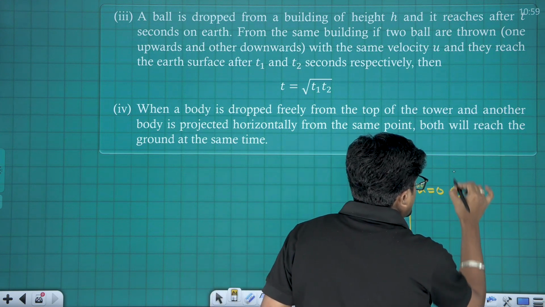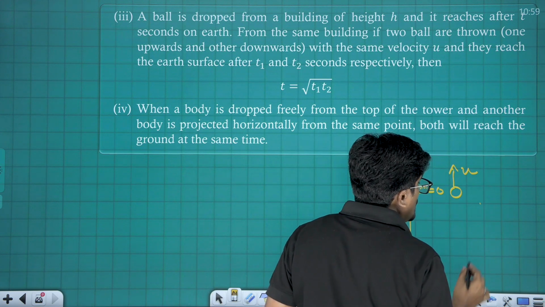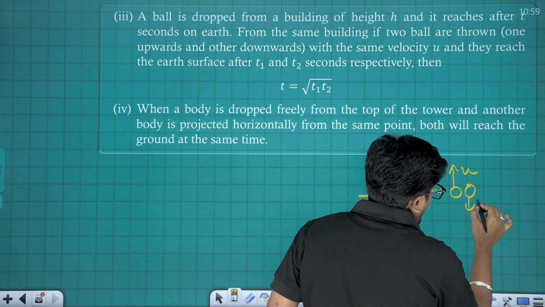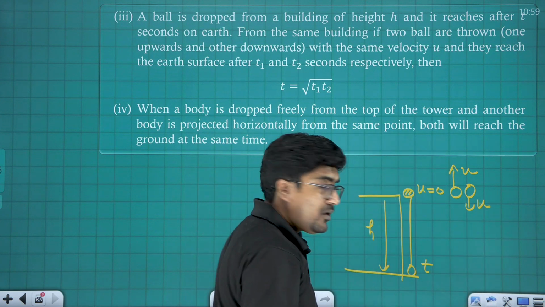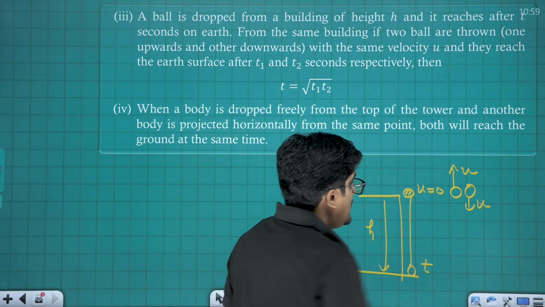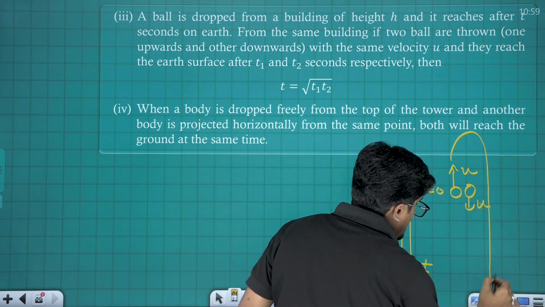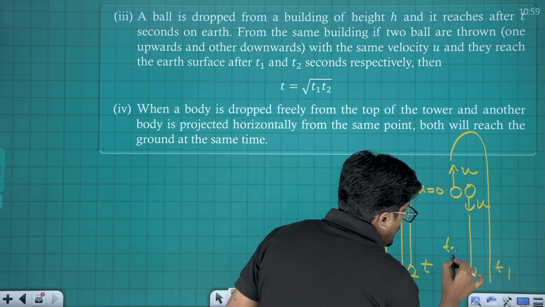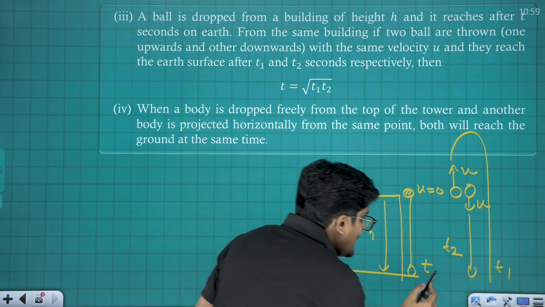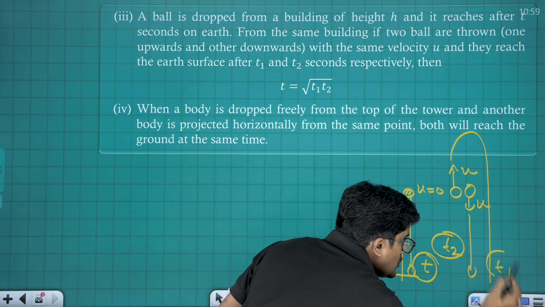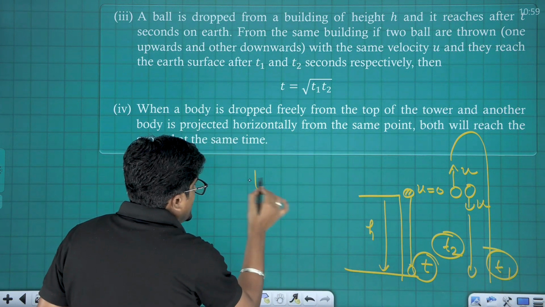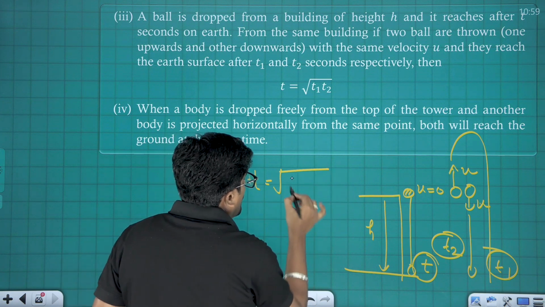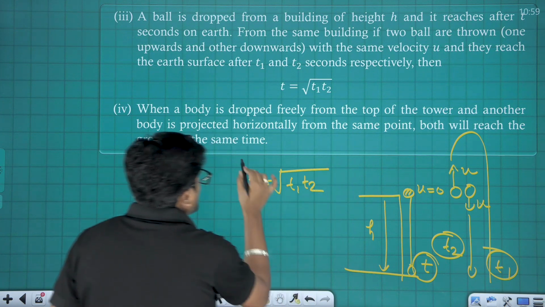Now I am going to throw this ball in the upward direction with speed u, and at the same time I am going to throw another ball, u in the downward direction. The first one reaches here in time of t1 and the second one reaches here with the time of t2. Now how I can connect this t1 and t2 is, t is going to be root of t1 and t2.